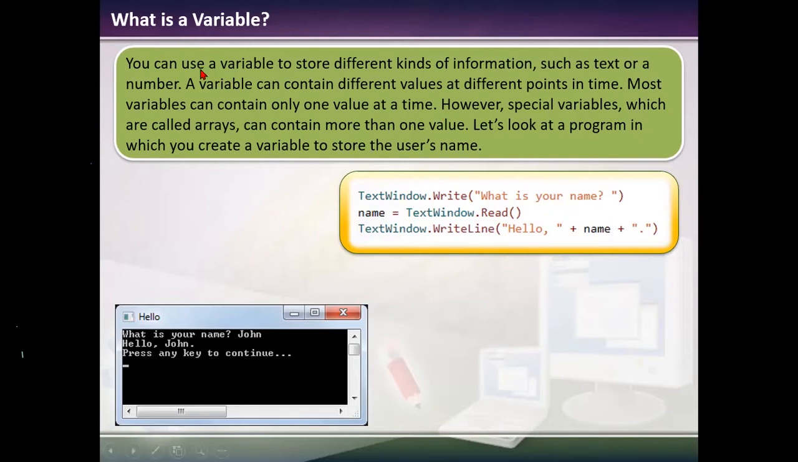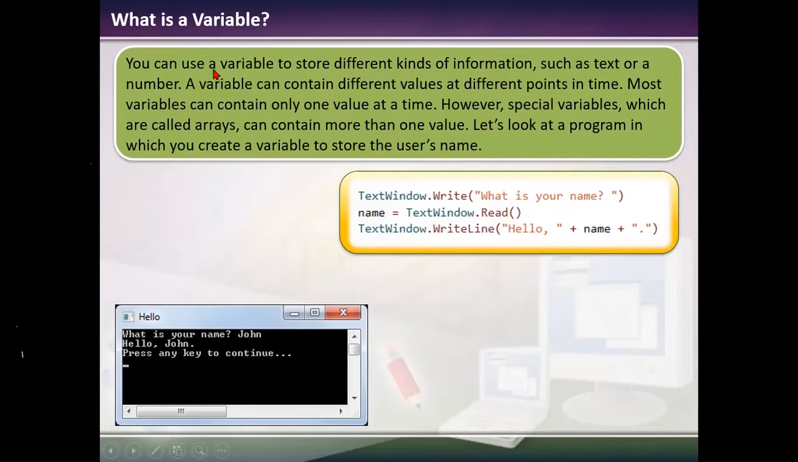Okay, here it says you can use a variable to store different kinds of information, such as text, I mean words, or a number. A variable can contain different values at different points in time. So variable means variety. Okay, variable means variety. So values of a variable change over time. That's why we use the word variable. The values of a variable are these different kinds of information.